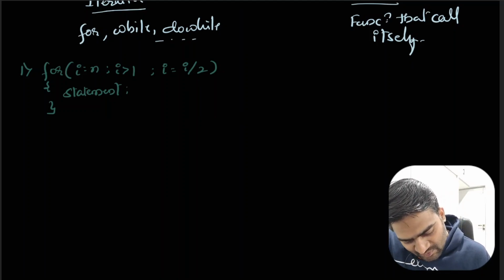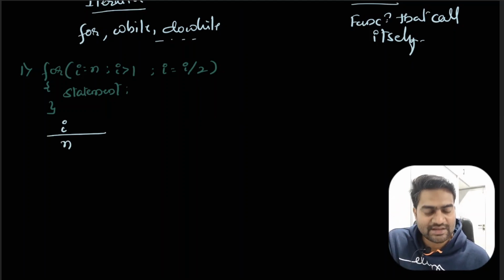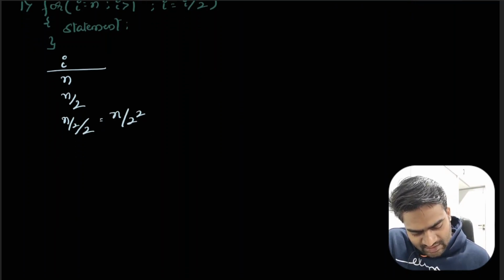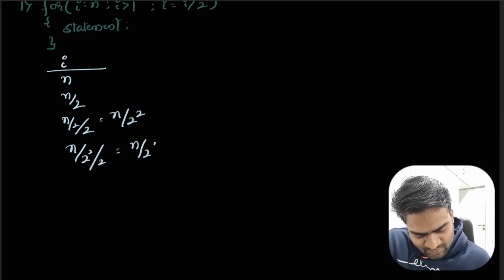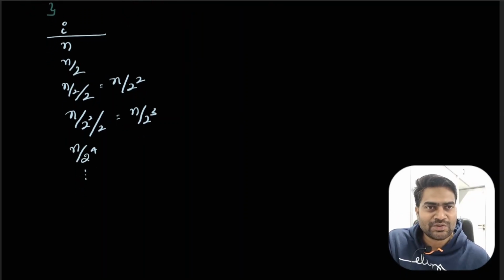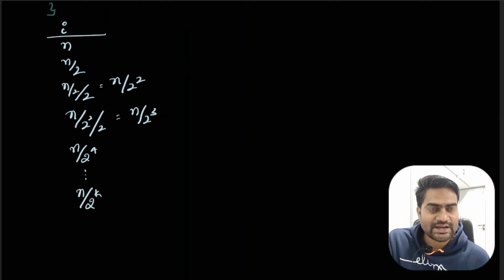Let us try to analyze the values of I. Initially it is n. In the next iteration it gets divided by 2. In the next iteration again this gets divided by 2, that is equal to n divided by 2 square. And in the next iteration it gets divided by 2 again, that becomes n by 2 to the power 3, that is 2 cube, and it continues n divided by 2 to the power 4, and so on. So how long does it continue? We don't know. So let us assume it stops when n becomes n divided by 2 to the power k.